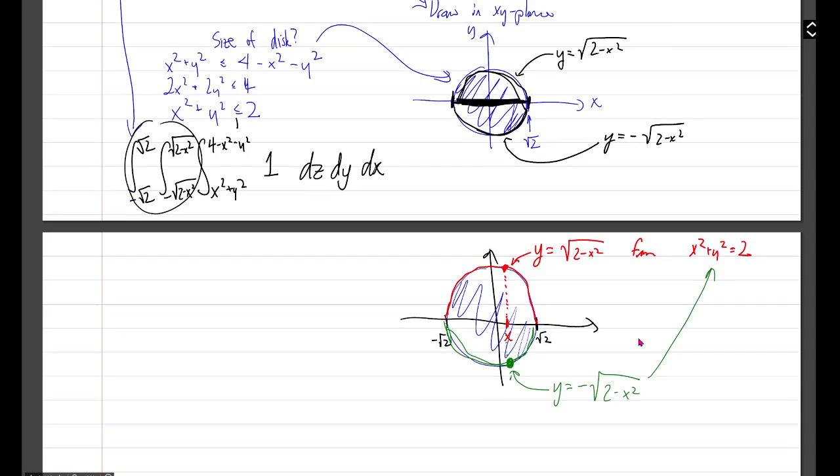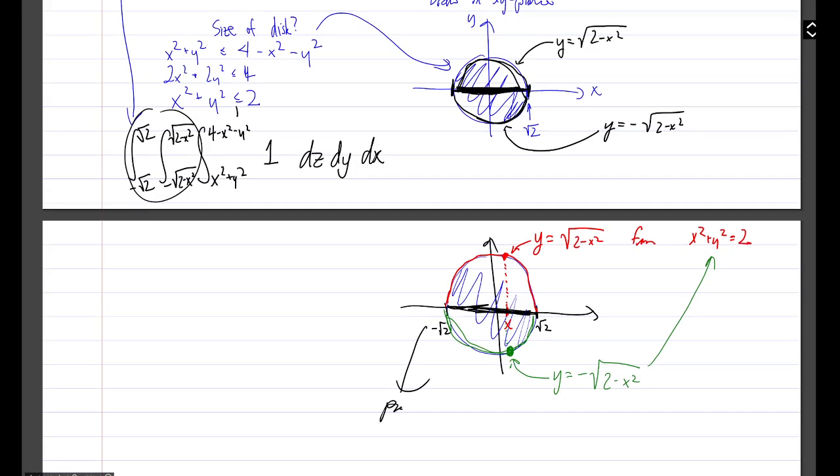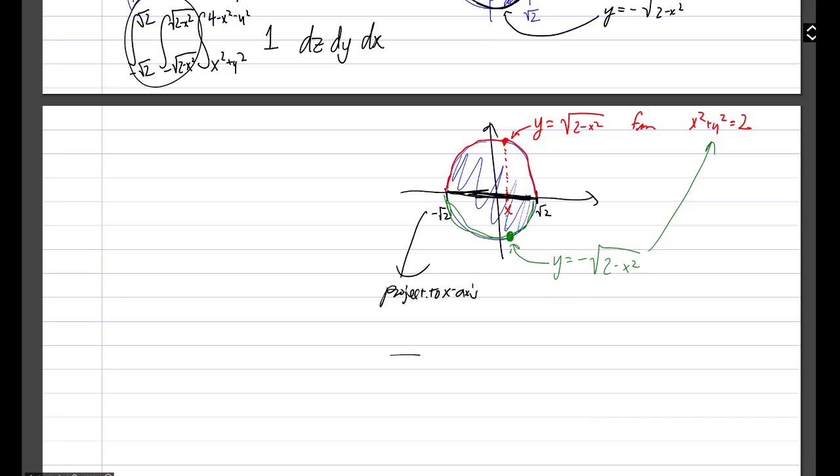Then when you're done with setting up the y bounds, you project down to the x-axis. Maybe you already see it from the picture, but if we now just draw an x-axis, then negative root 2, positive root 2. This is how the picture of the filled-in circle smooshes if all the points have to live on the x-axis.